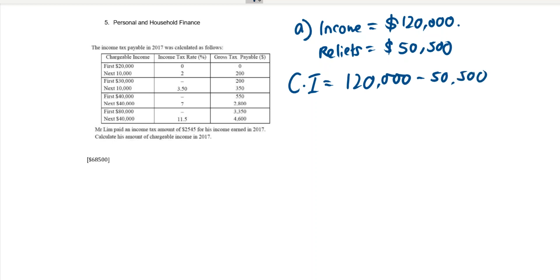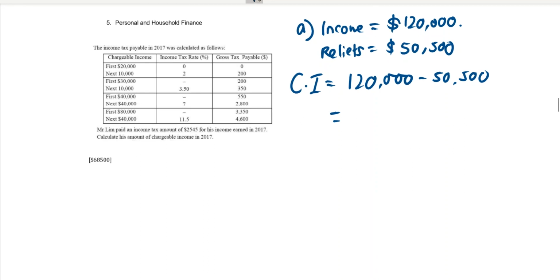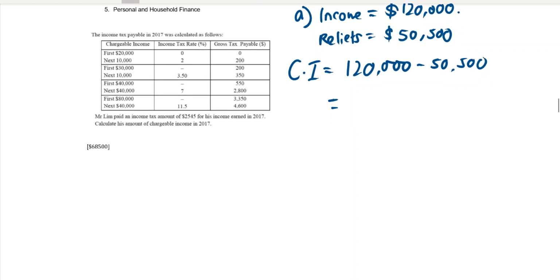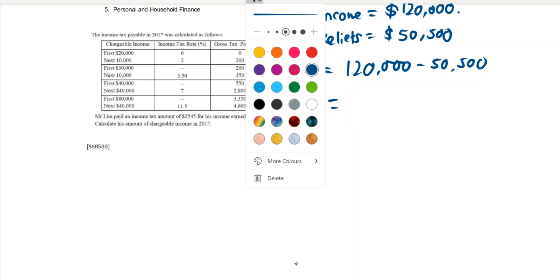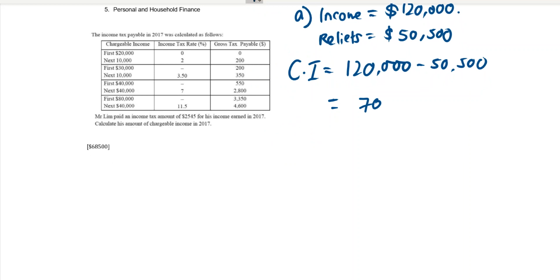Okay, if you do not know what is income and relief, go to my Sec 1 playlist and look for this income tax video. Okay, and this would give you equals to 69,500. Okay, so this income tax payable is always based on my chargeable income.